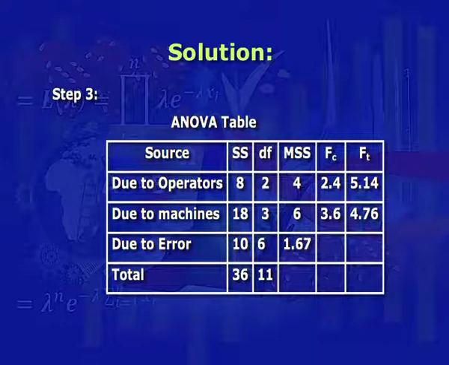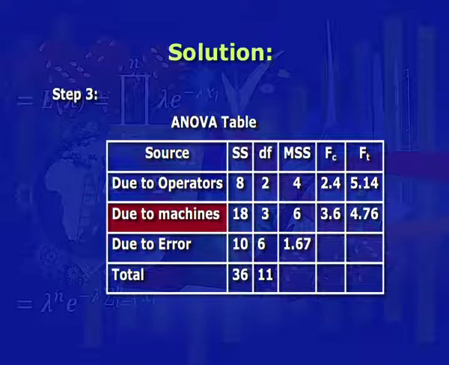In ANOVA table, first column indicates the sources, second column indicates sum of square, third column denotes degrees of freedom, fourth column denotes mean sum of square, fifth column denotes the calculated value of F statistic, and last column denotes the tabulated value of F. Due to operators, the sum of squares we have earlier calculated, which is 8, its degrees of freedom is 2. So, mean sum of square equal to sum of square divided by degrees of freedom, which gives the value 4.